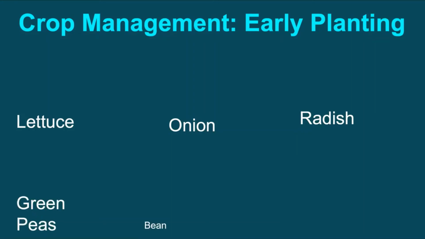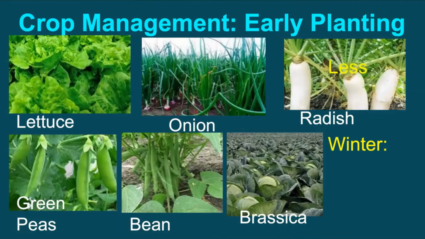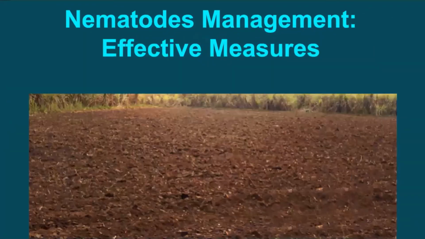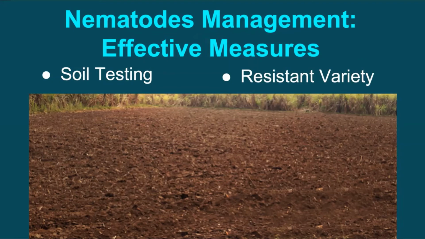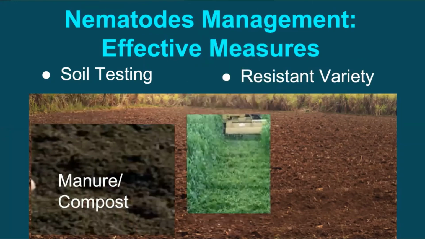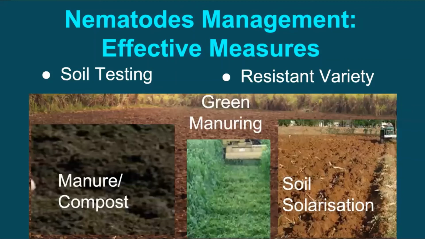Early planting of winter vegetables like lettuce, onion, radish, leafy greens, green peas, beans, or brassicas can escape serious nematode damage. This is because during winters, nematode activity is less, while late planting could be quite damaging. Soil testing for presence of nematodes before sowing or transplanting, use of resistant varieties wherever available, application of well-decomposed organic manure or compost and or green manuring, and soil solarization during summers reduce nematodes to a great extent.